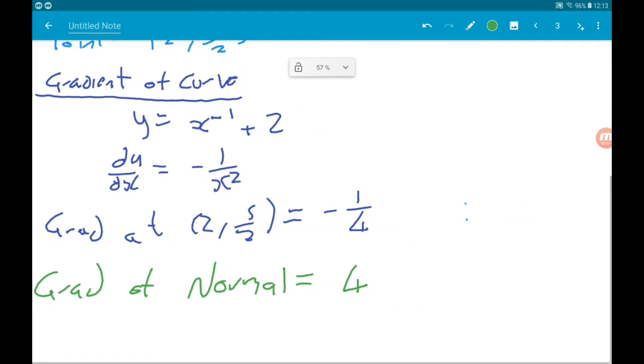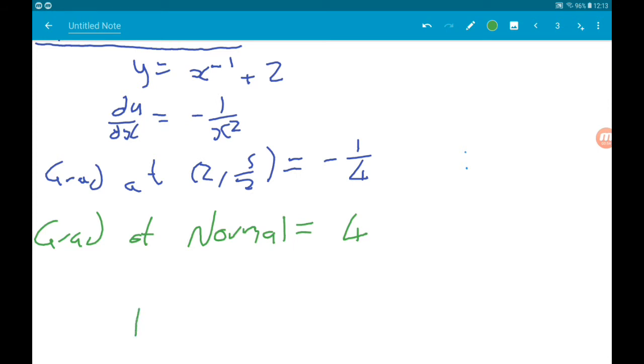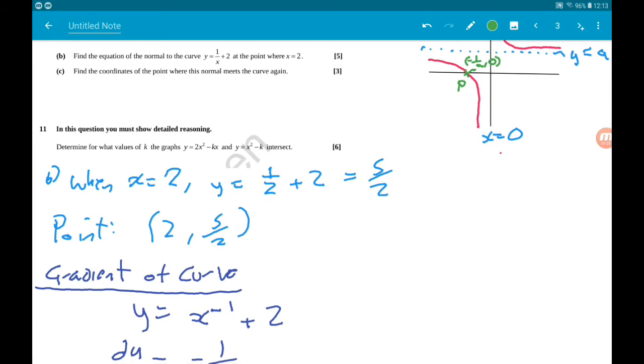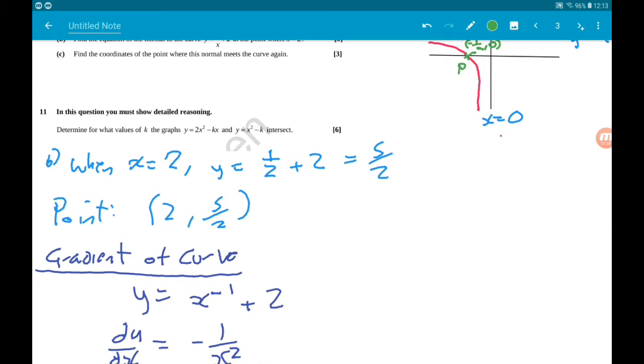So, now we can start putting the normal together using y is mx add c. So, we can say that the normal is y is equal to 4x add c. Now, to find c, remember what we did right at the start. We found the y coordinate of the point, so we now know there is a point on this normal when x is equal to 2 and y is equal to 5 halves.